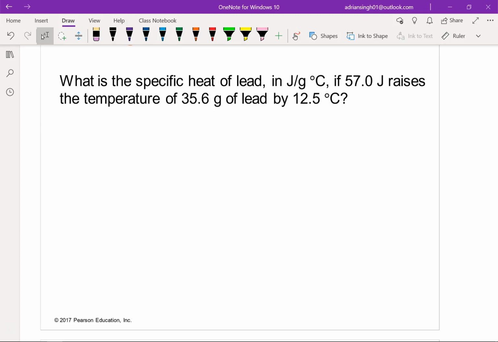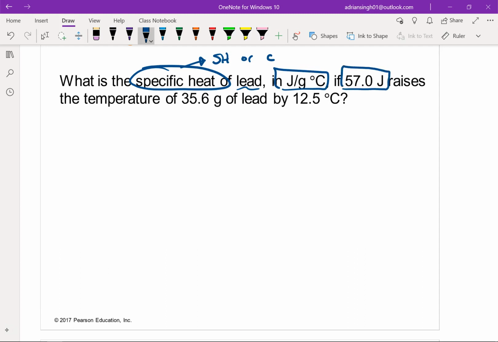In some cases it's pretty obvious from the question what they're asking you to do. So here it's saying, what is the specific heat? Right away we know that we need to calculate the specific heat, SH, or just C, of lead, and then tell you the units. If 57.0 joules, you have to recognize this as heat, joules is a unit of heat energy, raises the temperature of 35.6 grams, that's a unit of mass, by 12.5 degrees Celsius, that's the change in temperature.